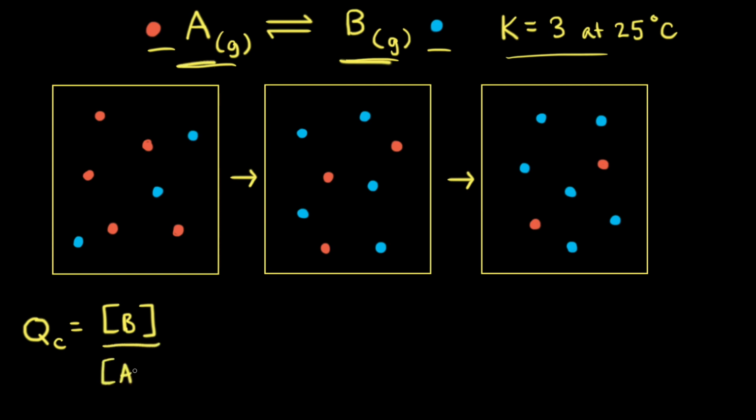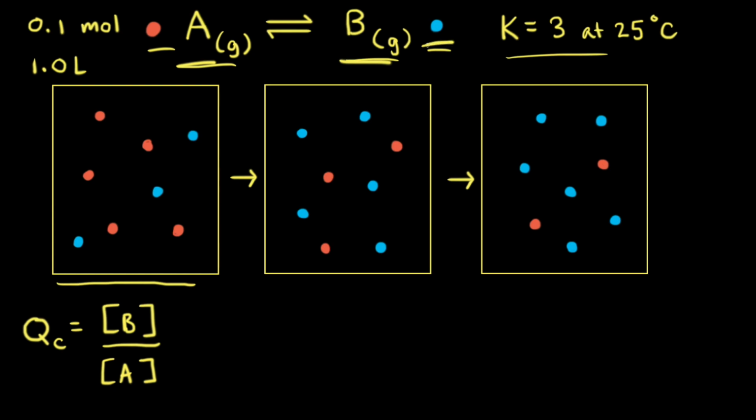Let's look at our first particulate diagram here, and let's think about each particle representing 0.1 moles of a substance, and the volume of the container is 1 liter. So let's first find the concentration of B so we can plug it into our expression for Q.